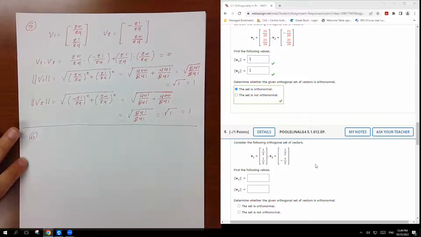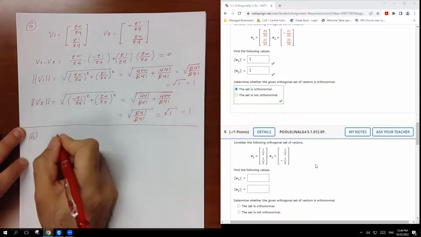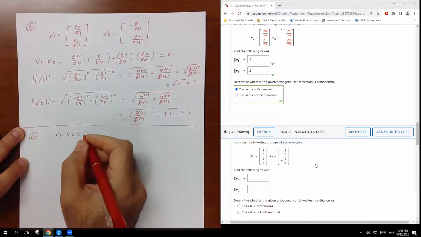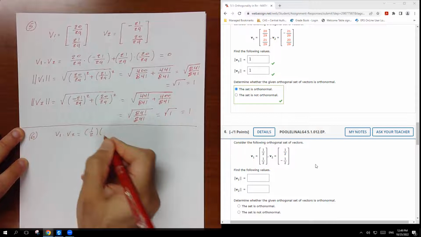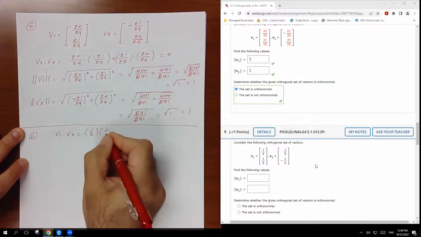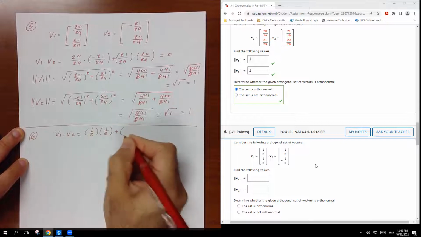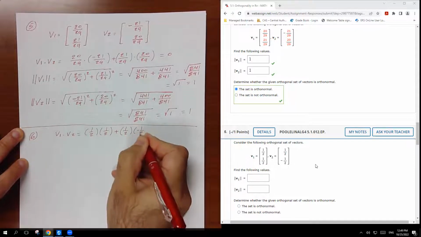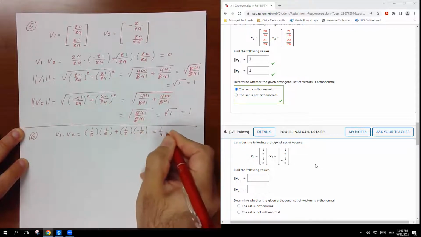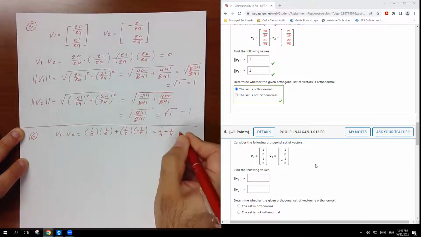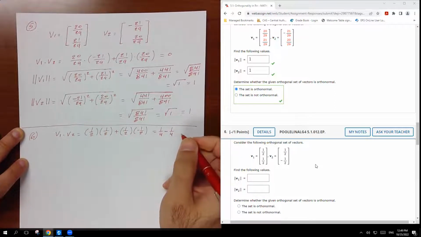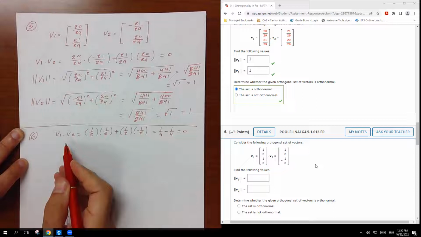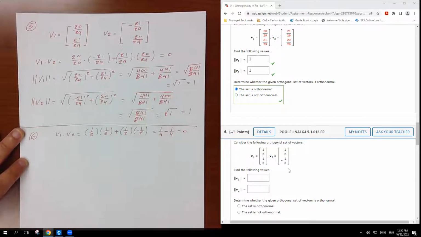So let's check the first thing, the dot product between these two vectors. V1 times V2 is going to be equal to half times half, which is 1/4, plus half times negative half. So it's going to be 1/4 minus 1/4, and this is equal to 0. That means, yes, these two vectors are orthogonal. So this is an orthogonal set.